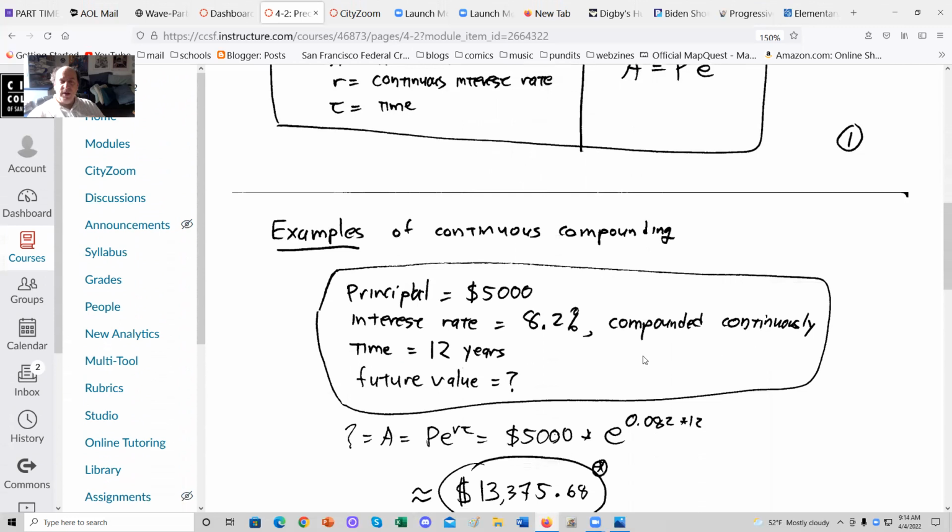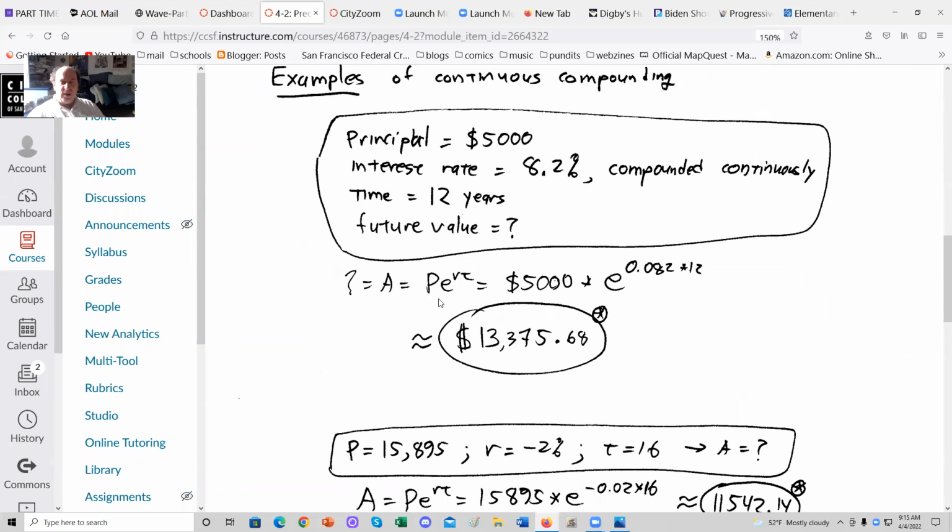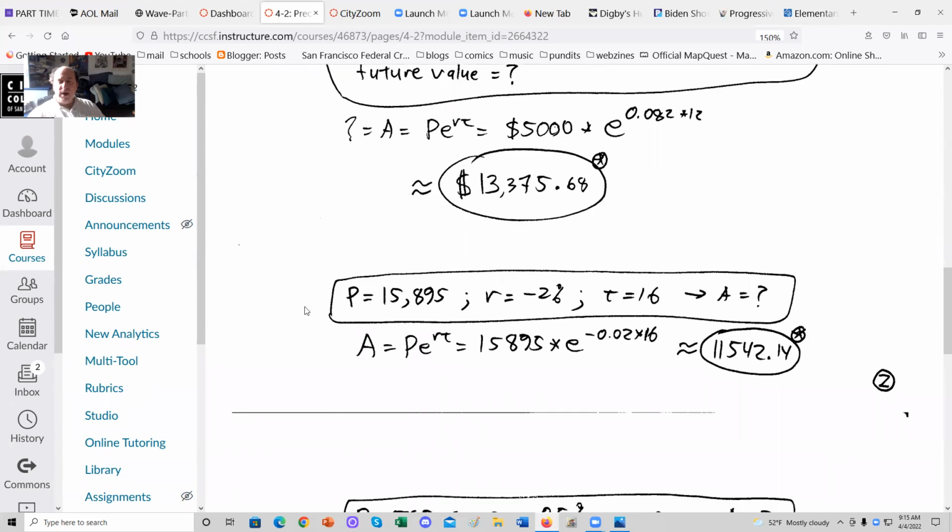So, for example, if we have a principal of $5,000 and it grows at 8.2% compounded continuously for 12 years, then what's the future value? Okay, future value A is P e to the rt, which is 5,000 times e to the 0.082 times 12. And after a bit of button pushing, you get $13,375.68.